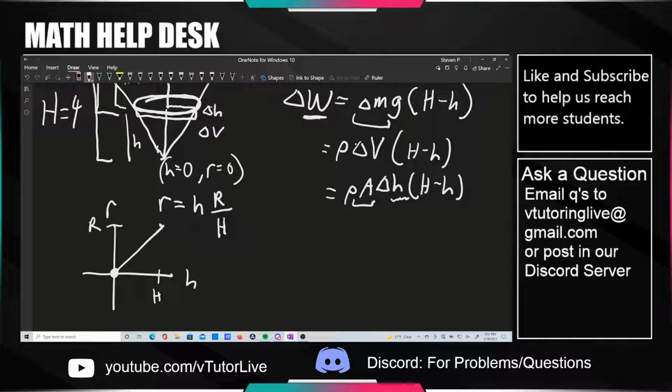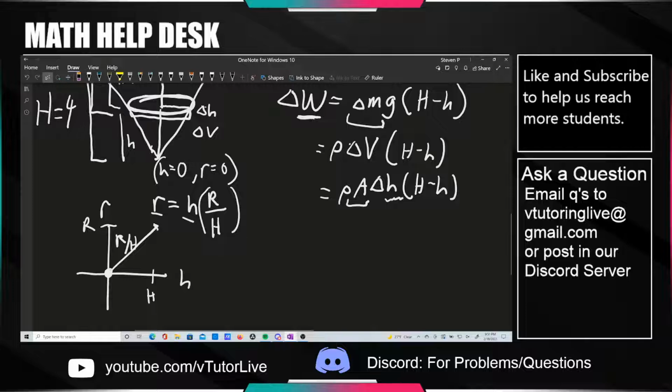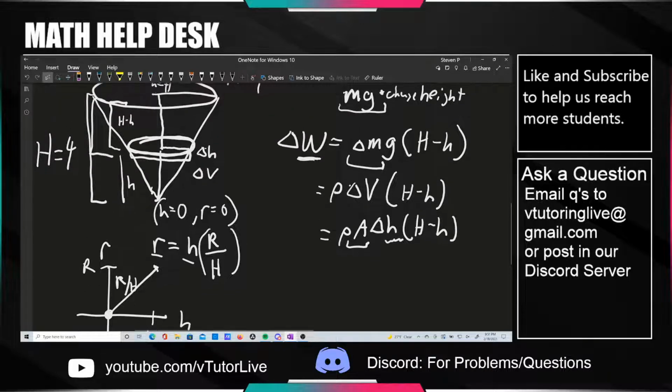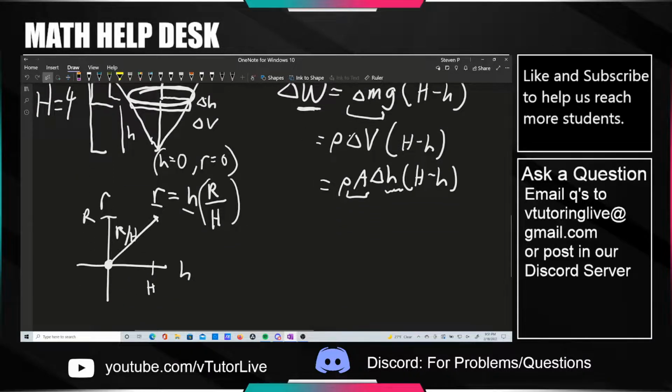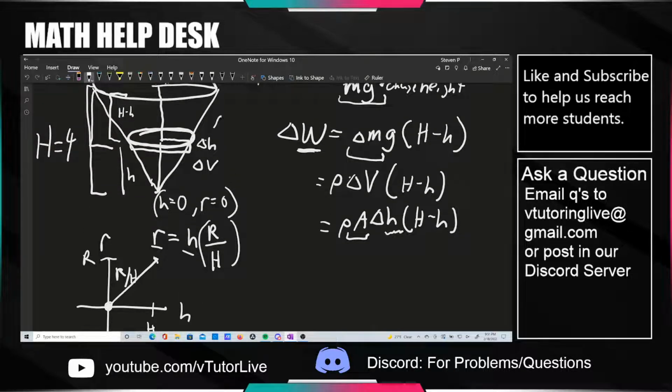So clearly the equation here connecting them is just a linear line with a slope R over H, right? That's what this is. Little r is equal to little h times R over H. And the reason I wanted to find this, of course, is because area, as we all know, is equal to pi r squared, which lets us break down rho pi r squared delta h.